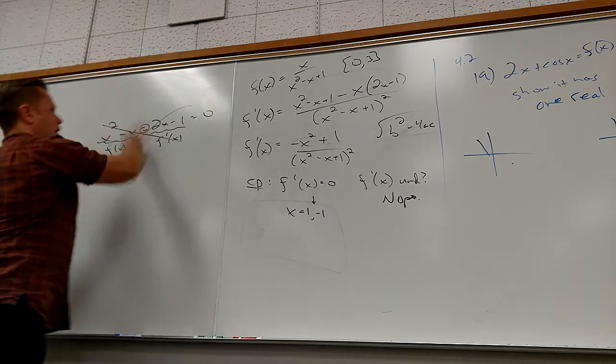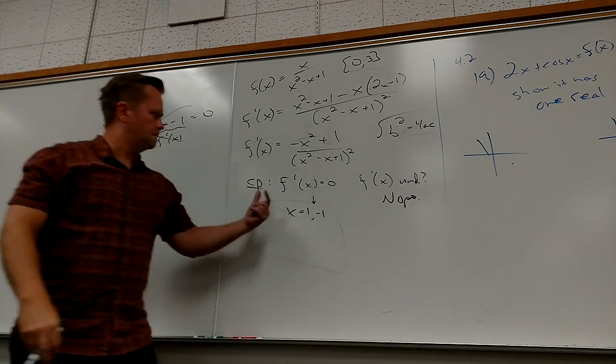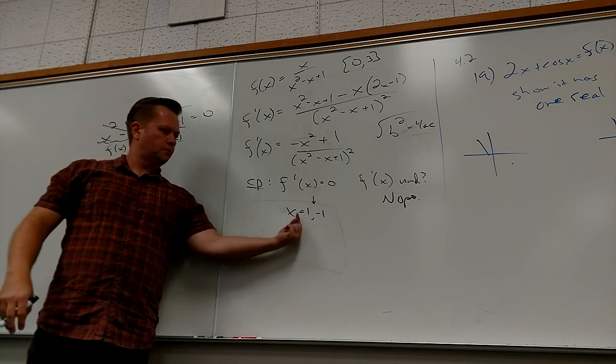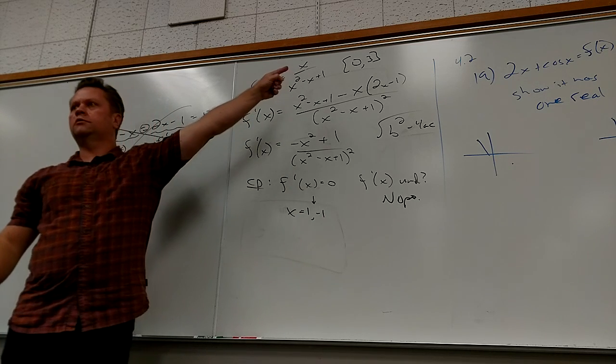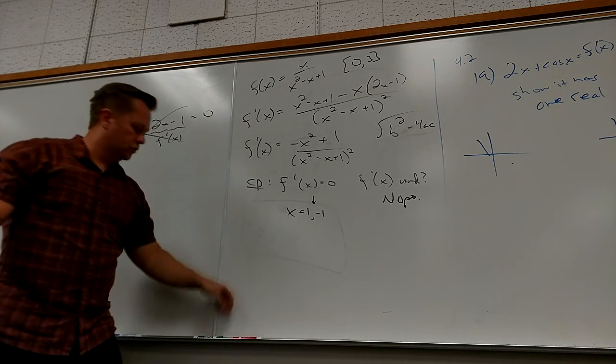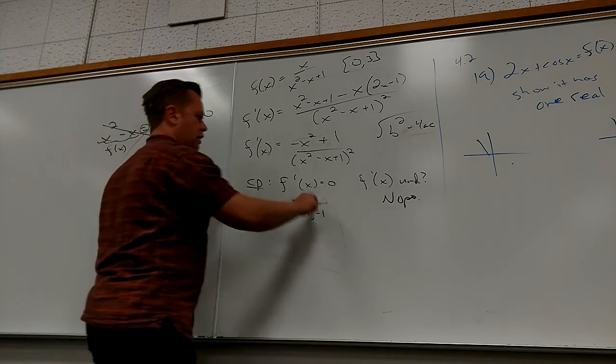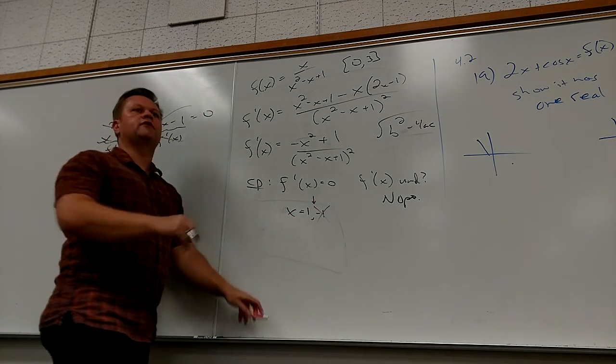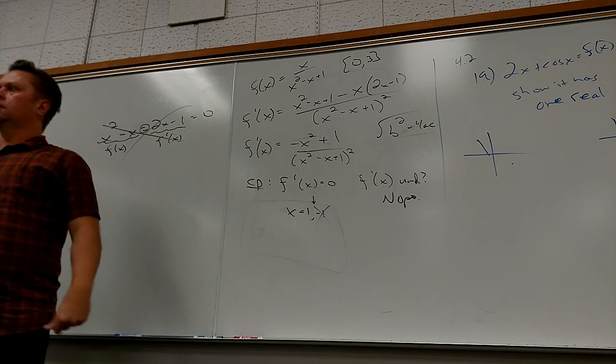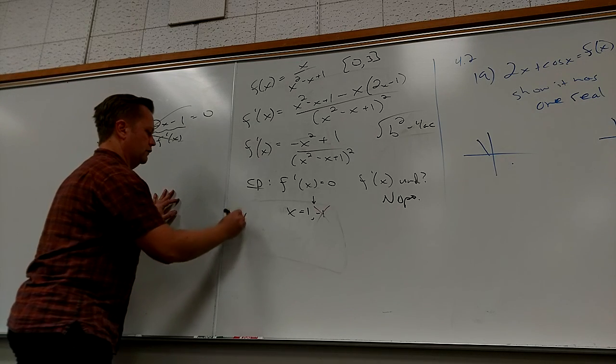All right. So I got my critical points. Are both of them in the interval? No. Which one do I not have to worry about? The negative one. Yeah, negative one. So what do I have to check? I have to check 0, so I've got to do f of 0.